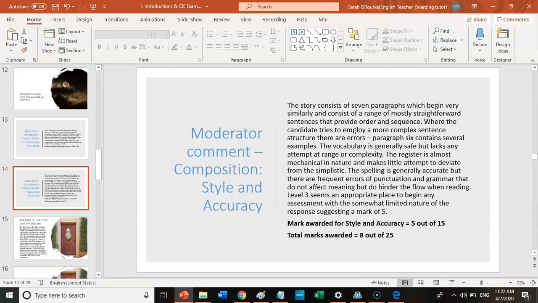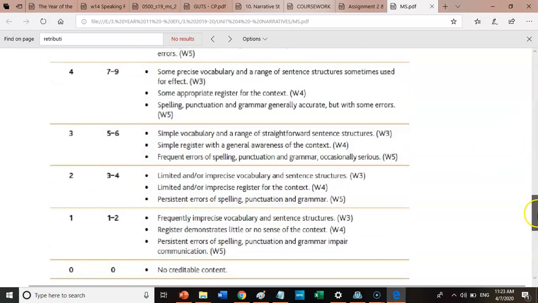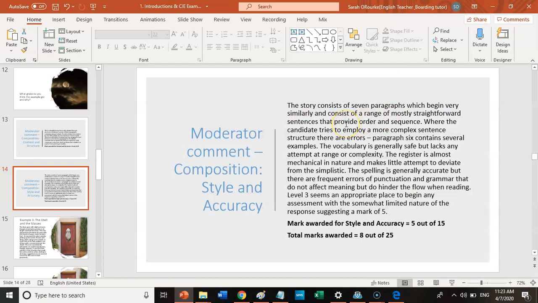For style and accuracy then, so I've already put this one on blast for its many, many mistakes, and it gets a 5 out of 15. So that will be here on band 3. Simple vocabulary, simple sentence structures, simple register, frequent errors of spelling, punctuation and grammar, occasionally serious. So that occasionally serious is referring mainly to the sentencing, I would hesitate to guess.